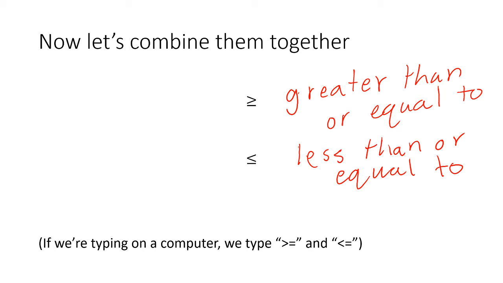If we're typing on a computer, in order to write greater than or equal to, we would type the greater than sign and then an equal sign to say that. And if we were going to type a less than or equal to symbol on the computer, we would type a less than and an equal sign right next to each other.